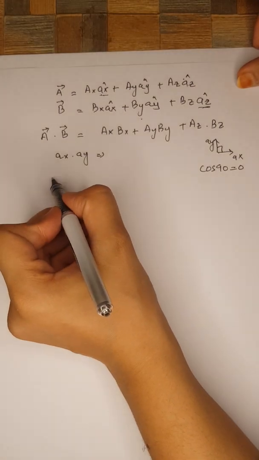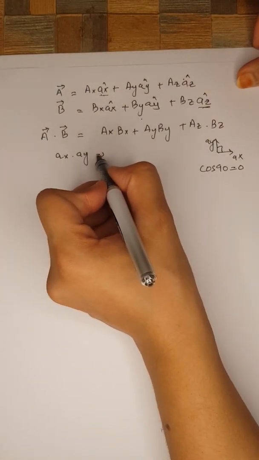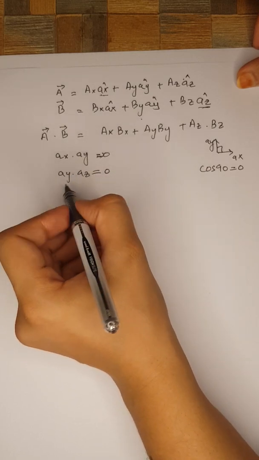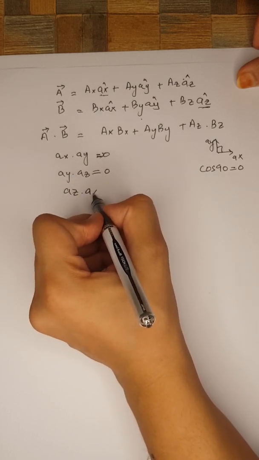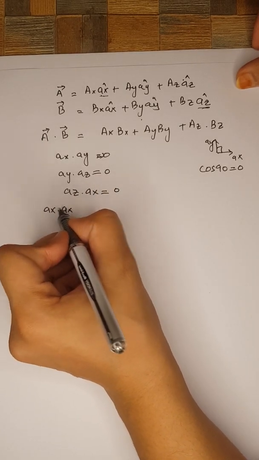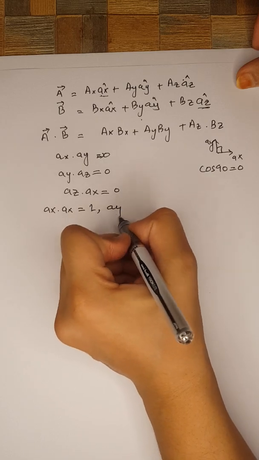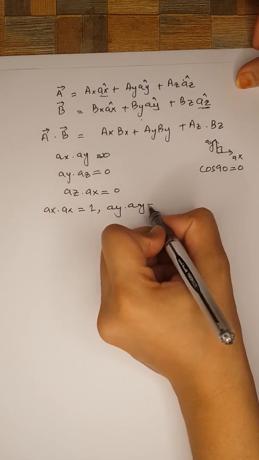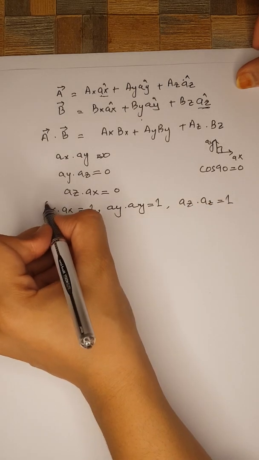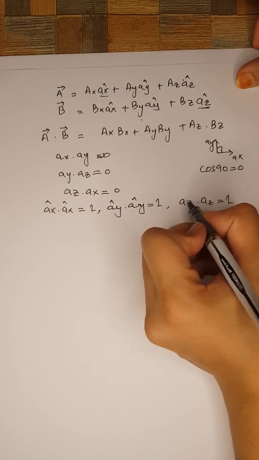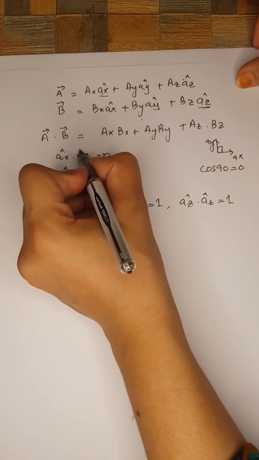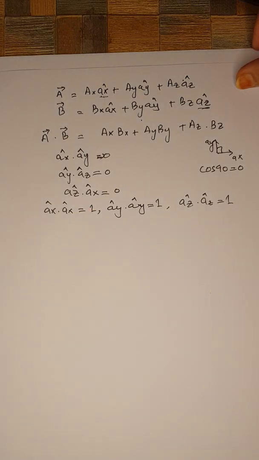So you can write x-hat dot y-hat is equal to 0, y-hat dot z-hat is equal to 0, z-hat dot x-hat is equal to 0, and x-hat dot x-hat is equal to 1, y-hat dot y-hat is equal to 1, and z-hat dot z-hat is equal to 1. Always remember that all these vectors are unit vectors that show the direction of the axes.